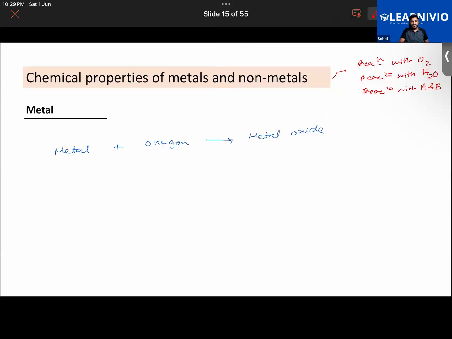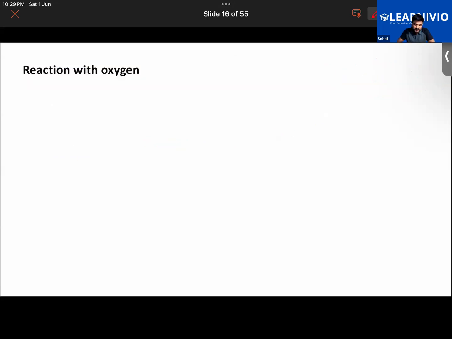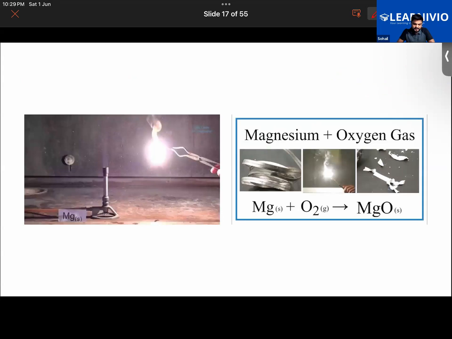Say, for example, you have a magnesium ribbon. We talked about magnesium in the previous class, where I told you that it burns with a very dazzling flame. Look at this image: this is a magnesium ribbon, and it burns giving a good amount of heat and light. Particularly, a very dazzling light is given off upon burning.